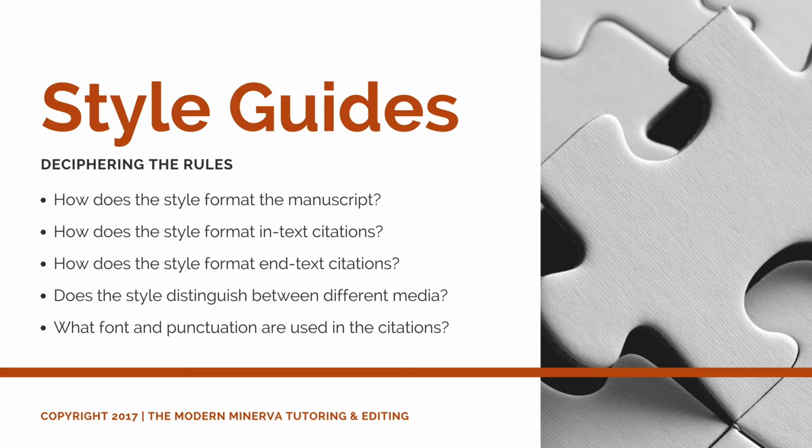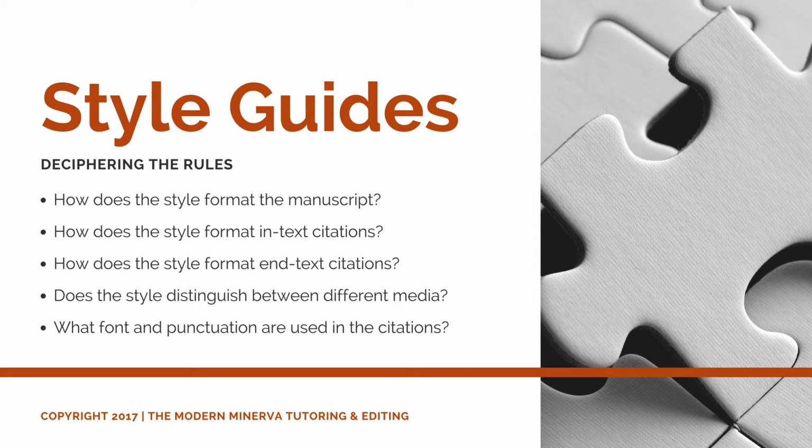First, how does the style format the manuscript? This refers to what size margins, fonts, titles, cover pages, etc. you should use when you create the document. Second, how does the style format in-text citations? This refers to not only parenthetical versus footnotes, but also to specifics about how and what to place inside those citations. Third, how does the style format end-text citations? What do they call this portion of the document? How are the entries organized?